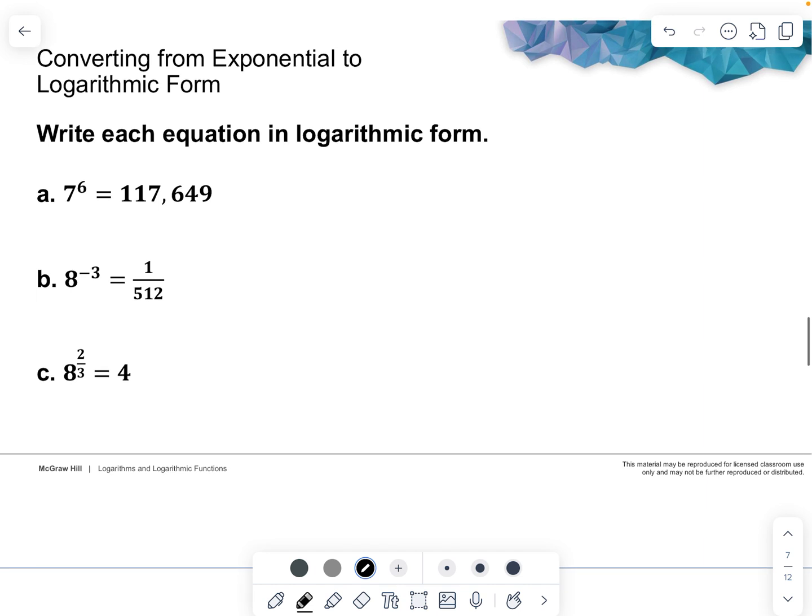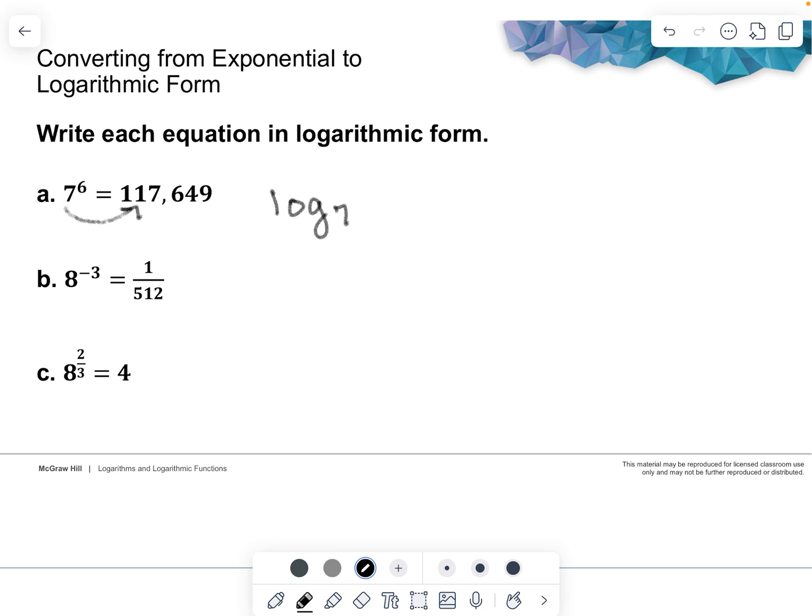Now let's go the opposite way. We're going to start with exponential form and convert to logarithmic form. And as you can see, we start with exponents, so we know we're going to log form. And it's basically the same sort of thing. Draw these arrows.